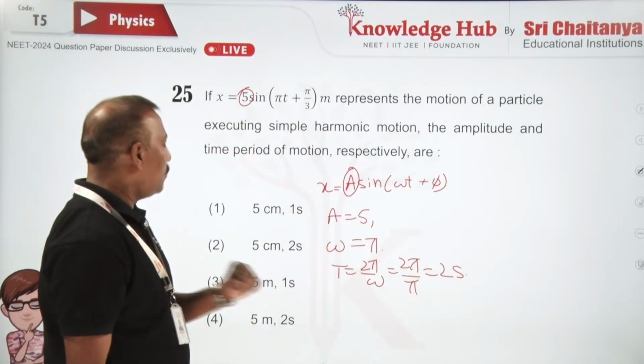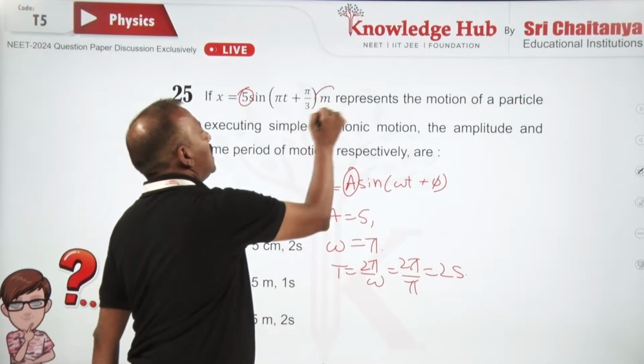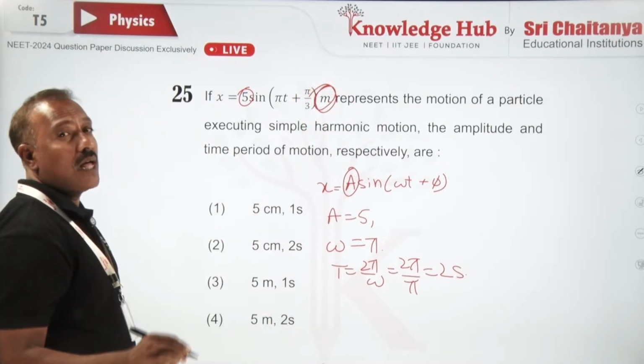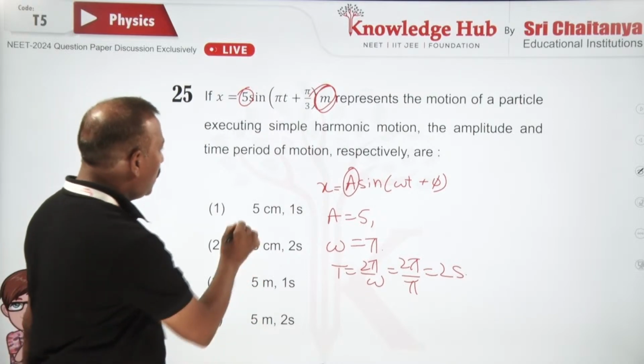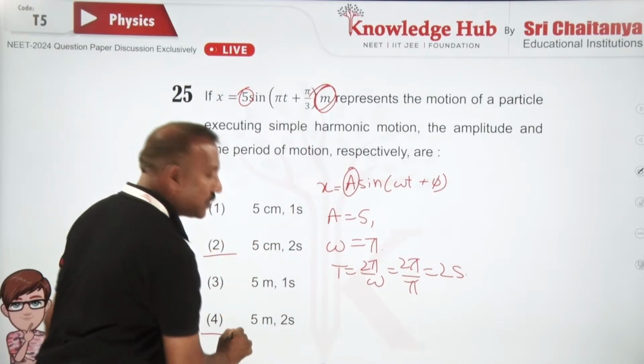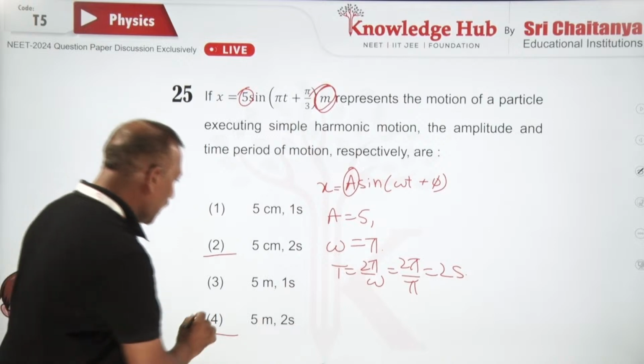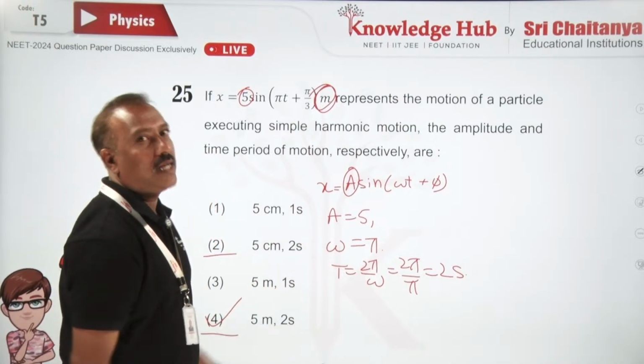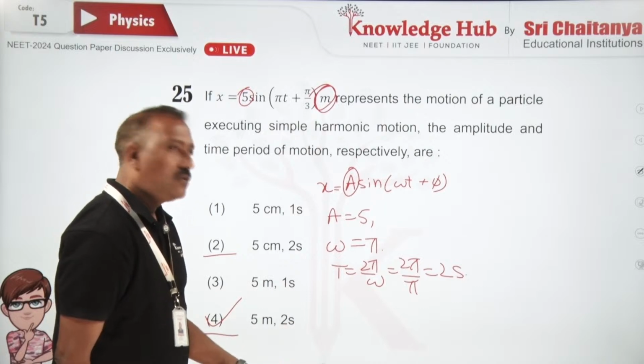Here, you are supposed to observe this carefully. X is given in meters. Therefore, amplitude also must be in meters. Should not confuse with the second and fourth option. The fourth option is correct as the amplitude is in meters and time period is 2 seconds.